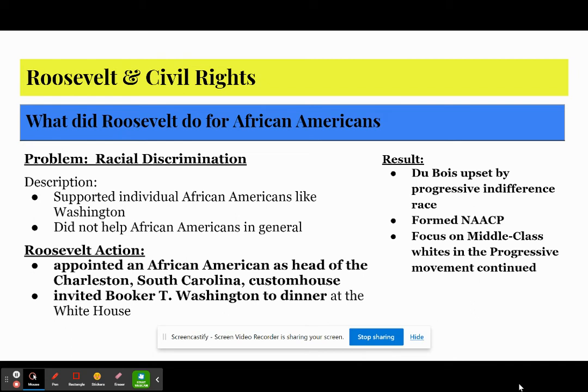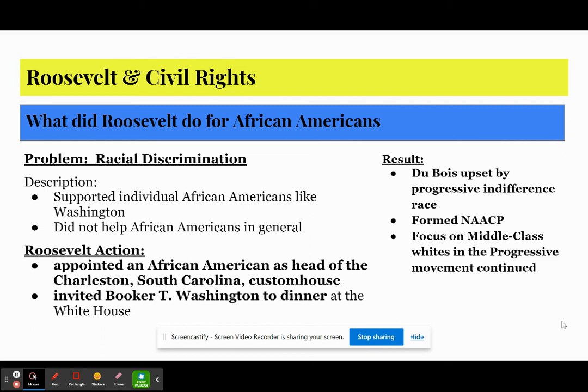Now, unfortunately, he didn't do a whole lot for racial discrimination or the issues of segregation and discrimination that we talked about in the last unit. He supported individual African Americans like Booker T. Washington, but he did not help African Americans in general. Some of the actions he did were more symbolic actions. Like, he appointed an African American as head of the Charleston, South Carolina Custom House. He invited Booker T. Washington to dinner at the White House. But he didn't really do anything else.